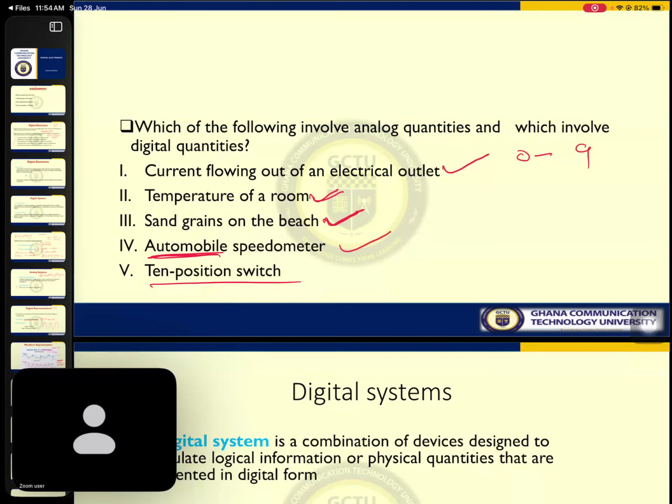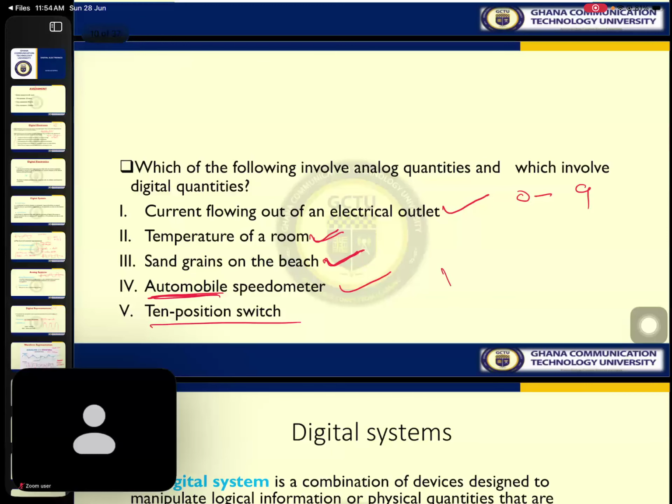So you notice that sometimes physical quantities may be analog, but the display may be digital. For example, speed. Speed itself is continuous, but a digital speedometer displays it in discrete numbers. So that is all about this particular slide.